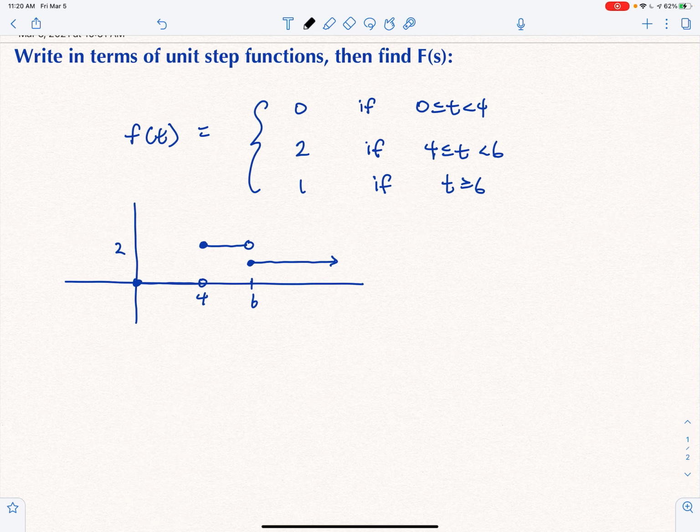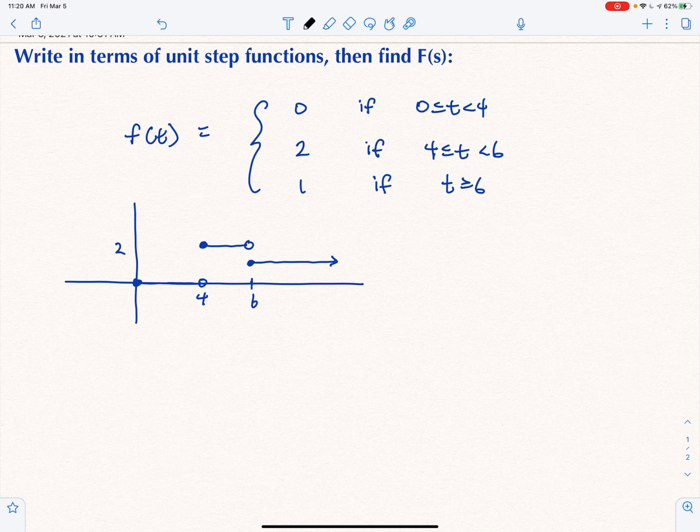All right, so the goal is to write this piecewise function in terms of unit step functions and then use the formula to find the Laplace transform. So let's just take a look here. We have the function f of t equals, so it's 0 until t equals 4. Then it jumps up to 2 at t equals 4 and stays there until 6. And then it comes back down to 1 and stays there infinitely.